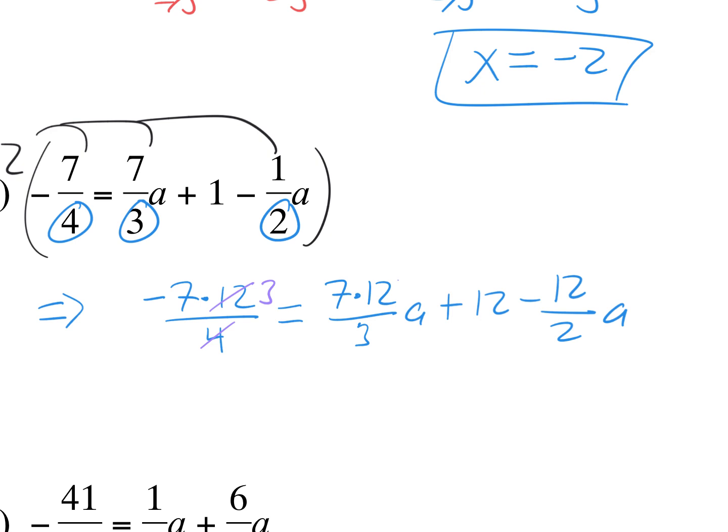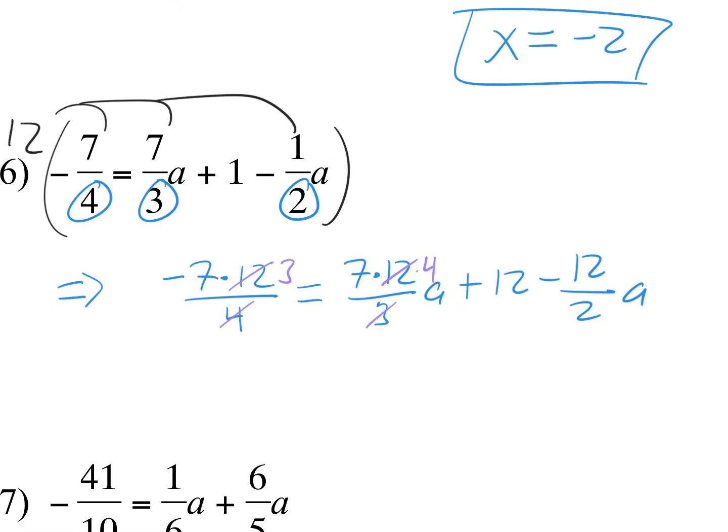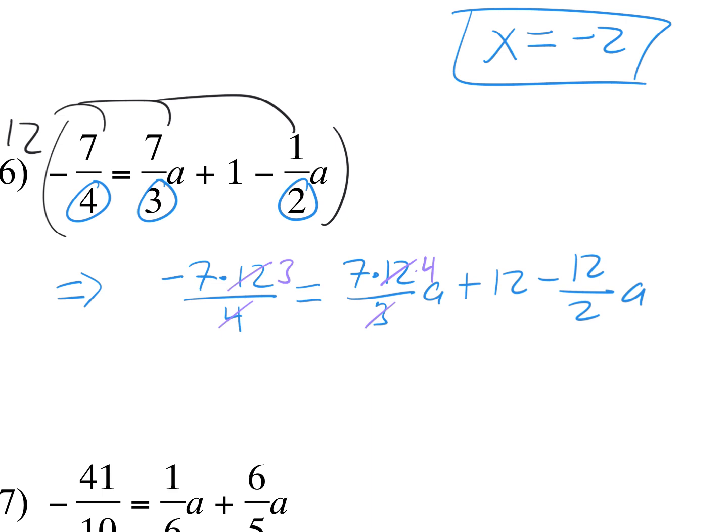Same thing here: simplify the 12 and the 3, and that becomes 4. 7 times 4 is much easier to do than 84 divided by 3. So again, work a little bit smarter. You don't need to do 84 divided by 3 when there's an easier way to do it. And then negative 12 divided by 2 simplifies to negative 6.